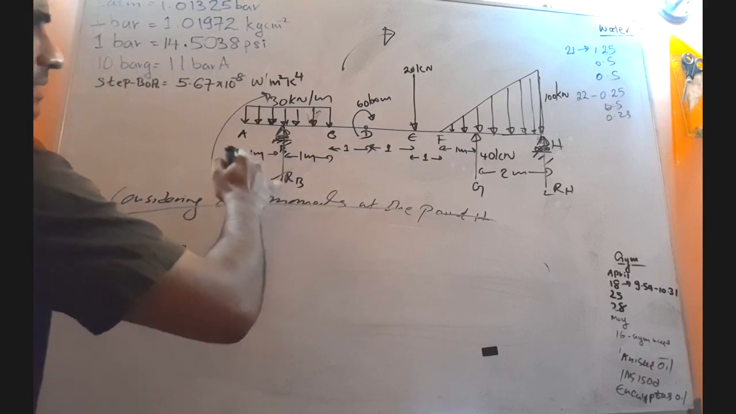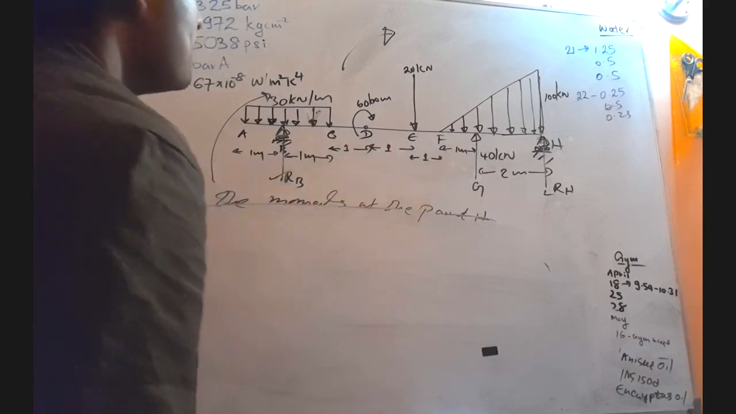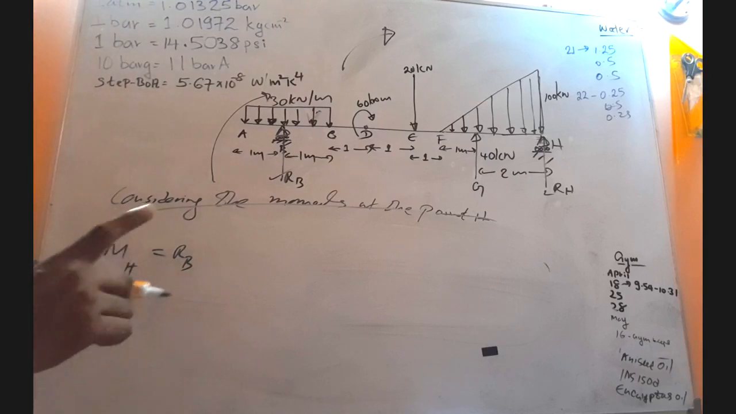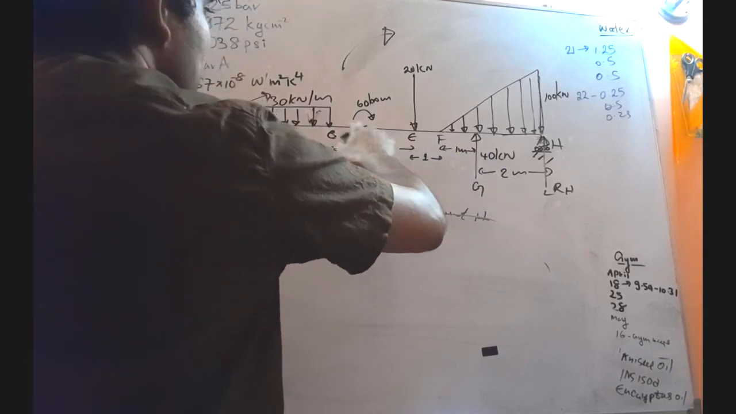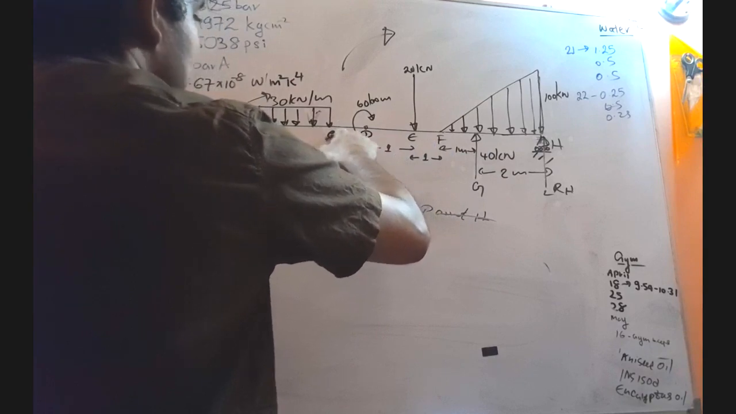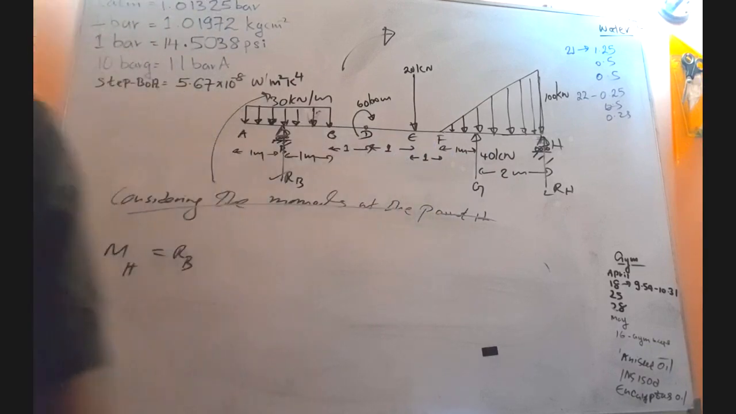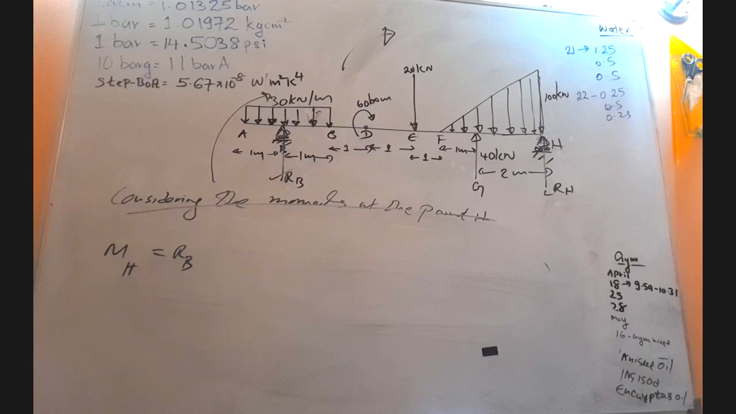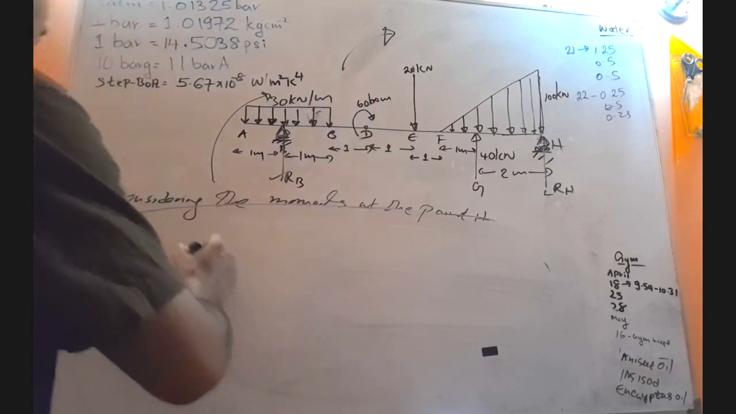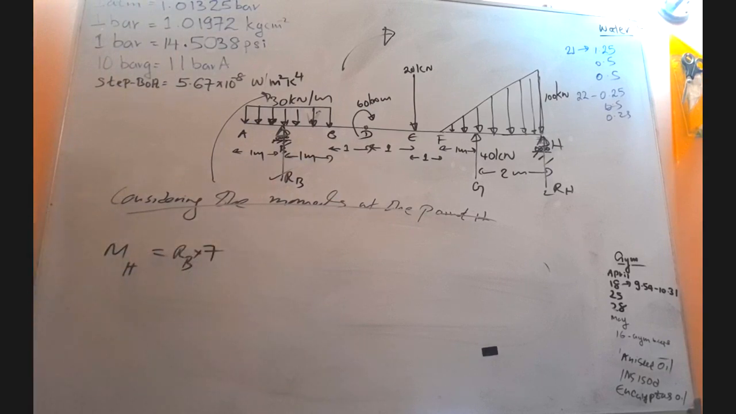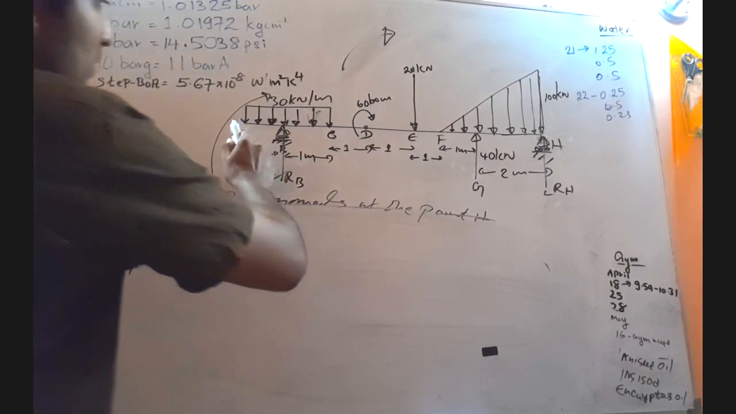RB times, what is this distance from here to there? Those are the things you have to be very careful about. 1, 2, 3, 4, 5, 6 and 7. So it must be RB into 7. Let me check, because every time I'm checking with the marking scheme, right? RB into 7, right?